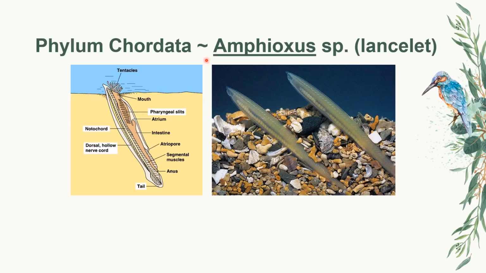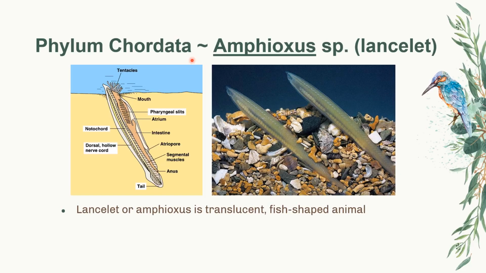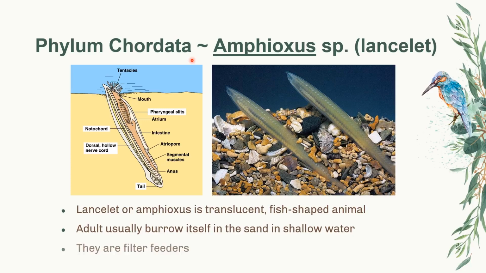So one example of a primitive chordate is the Amphioxus species, also known as the lancelet. The lancelet or the Amphioxus is a translucent fish-shaped animal, so technically they're not fish. The adults usually burrow themselves in the sand in shallow water, and they are also known as filter feeders.